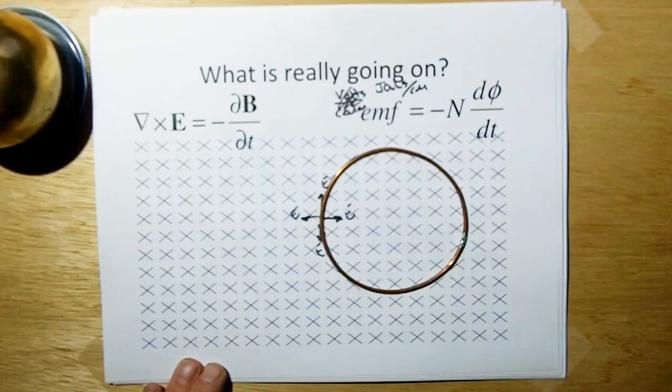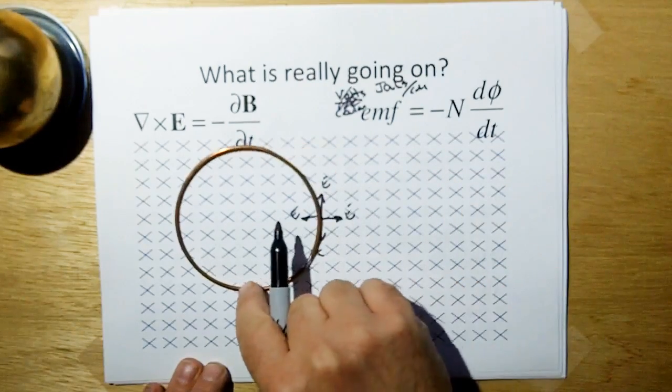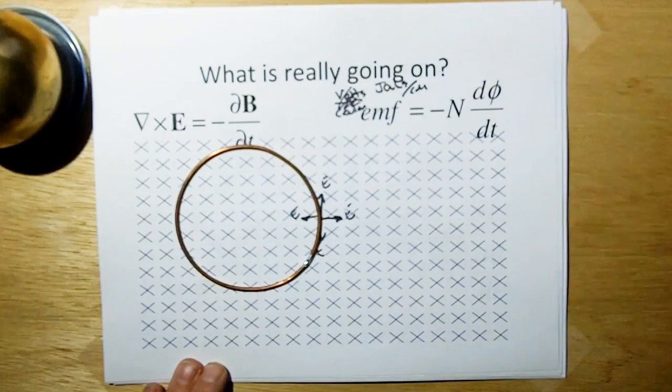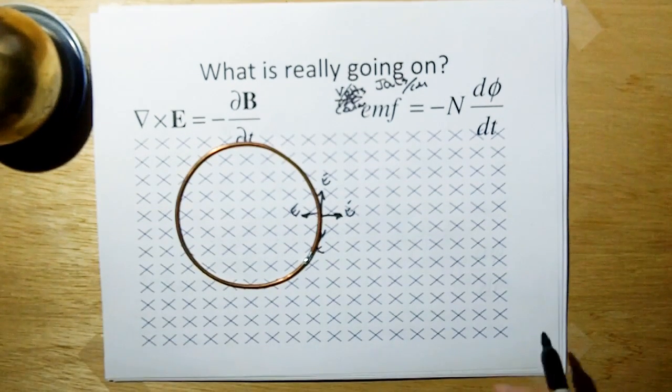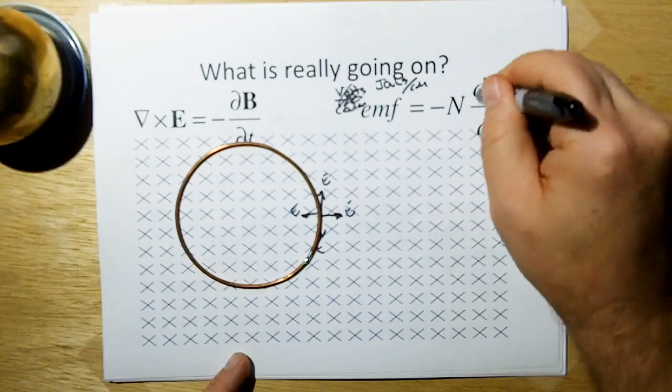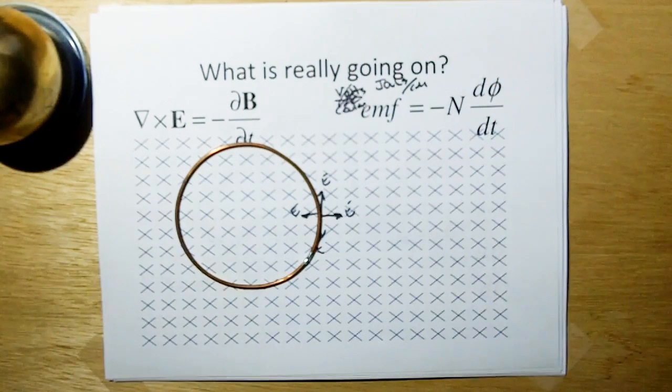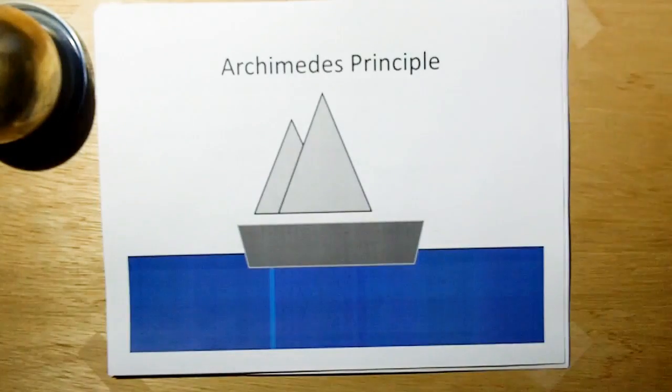And if the loop is over here, the electric field at that point goes one way. If you have the loop over here, the electric field induced goes the opposite way. It's ambiguous. This makes sense because the loop is part of the construct. Let's go on to the next. We'll come back to this.